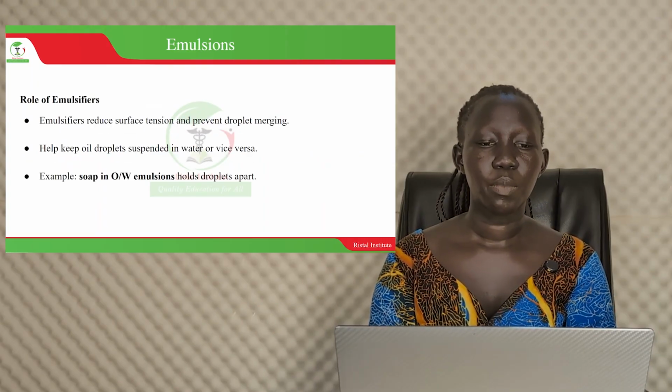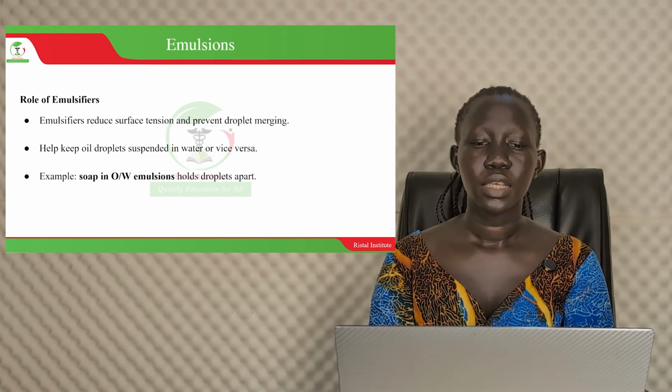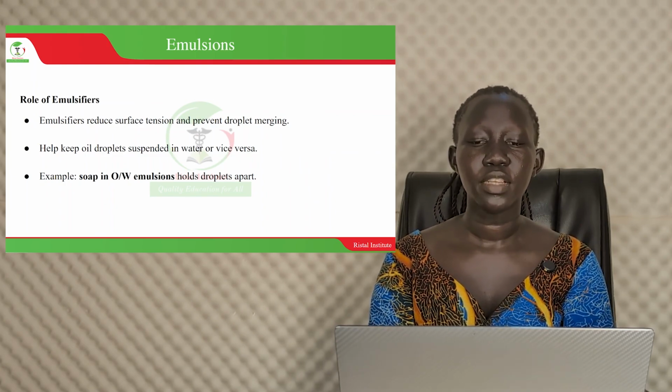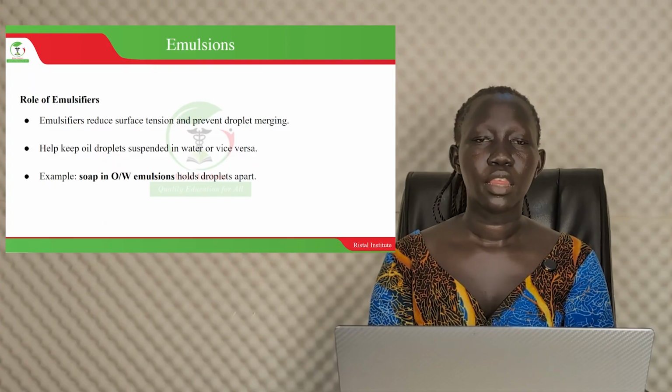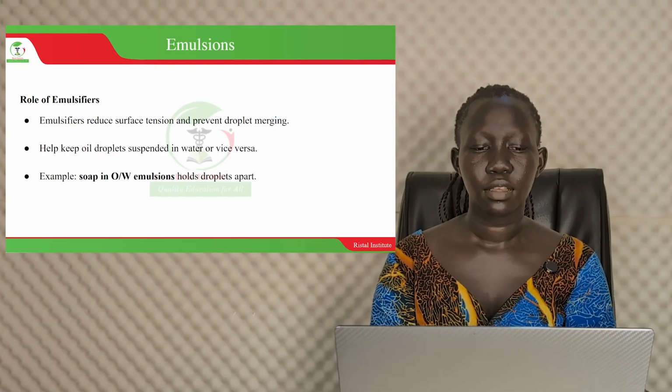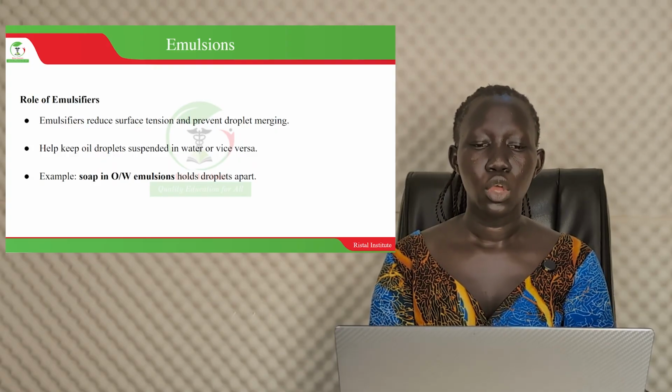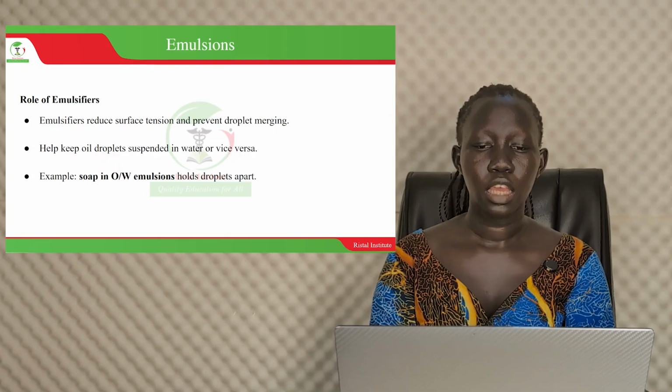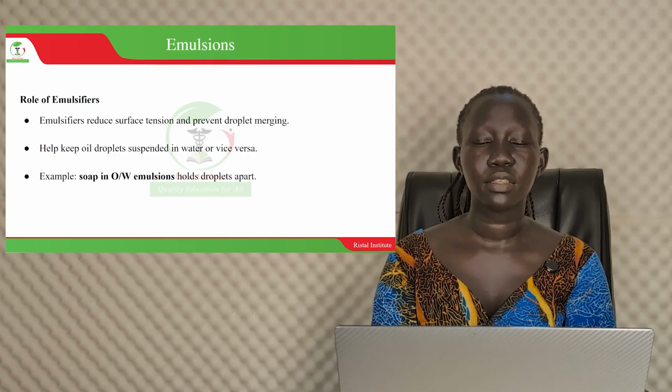What are some of the roles of emulsifiers? Emulsifiers reduce surface tension and prevent droplet merging. They also help to keep oil droplets suspended in water and vice versa. For example, we can use soap in oil-water emulsions, which holds droplets apart.